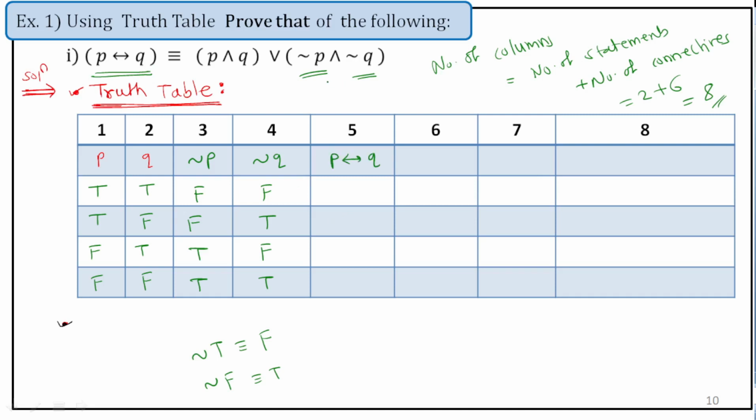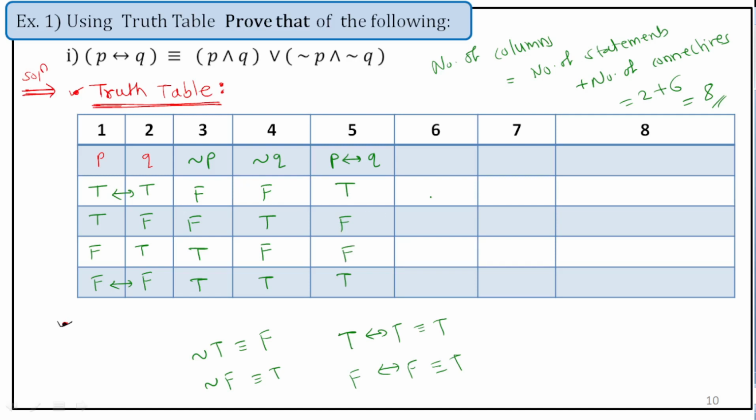Then after that, find P if and only if Q. In P if and only if Q, we know that T if and only if T is true, F if and only if F is again true, and otherwise false. Here T if and only if F is false, then false.